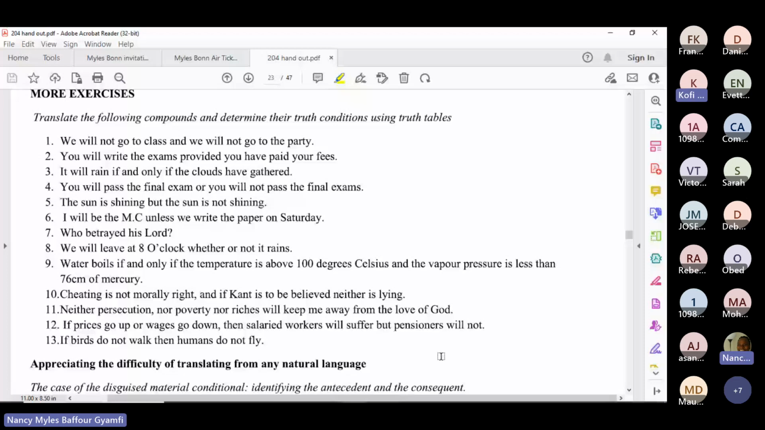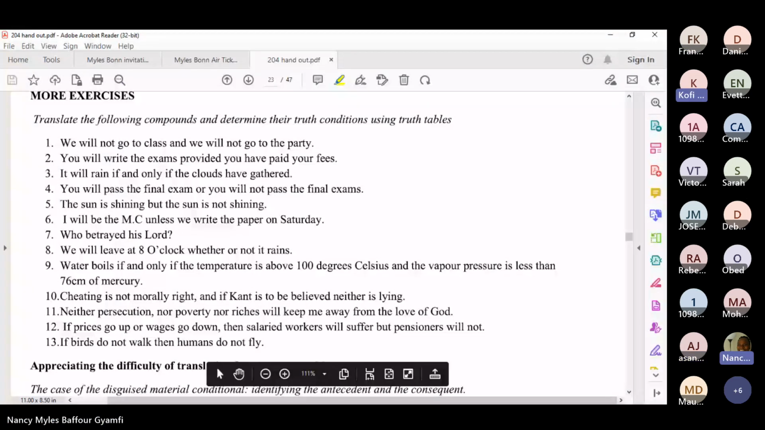Now, we can see that there are other statements embedded in a bigger statement. So we see at least 2 atomic formulas. What atomic formulas do you see there? I want anyone to give me one of the atomic formulas. Work with me slowly. You write the exams. Very good. You will write the exams. And then the next one: you have paid your fees.